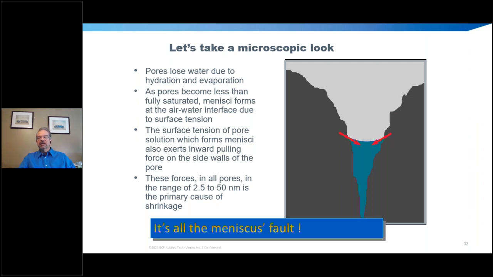If you look at it on a microscopic scale, okay, the pores lose water due to hydration, the reaction, and evaporation. So the pores in the concrete are filled with water. And as the pores become less saturated, okay, you get a menisci that forms, or meniscus, at the water to air interface, and this is due to surface tension. And that surface tension forms this menisci, and it exerts a force that pulls inward on the sides of the walls. And these forces are the primary cause of shrinkage.